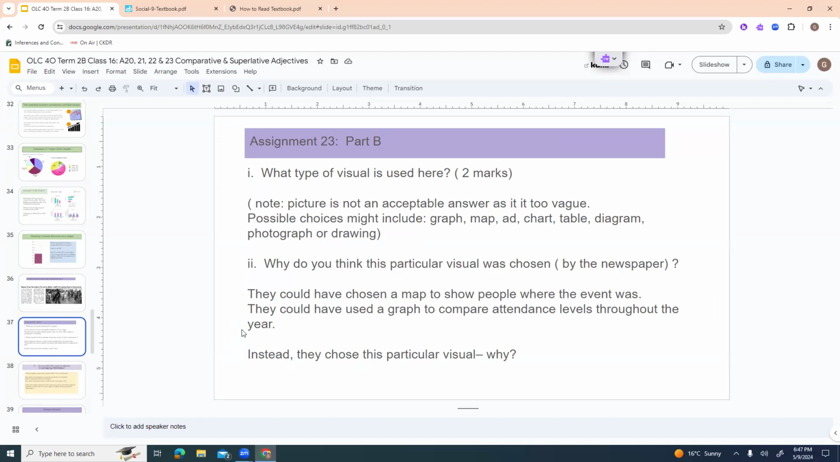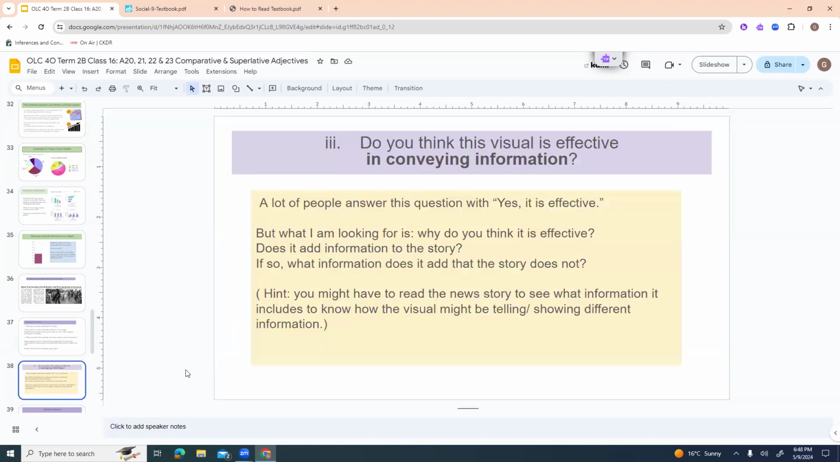Why do you think this particular visual was chosen by the newspaper? Remember, somebody at the newspaper said, hey, this is a great visual to use. They could have shown a map to show people where the event was, or they could have used a graph to compare attendance levels, but instead they chose this particular visual. Why do you think they did that? So this is your opinion. I think that they chose this visual because, right? And you're going to tell me why you think so.